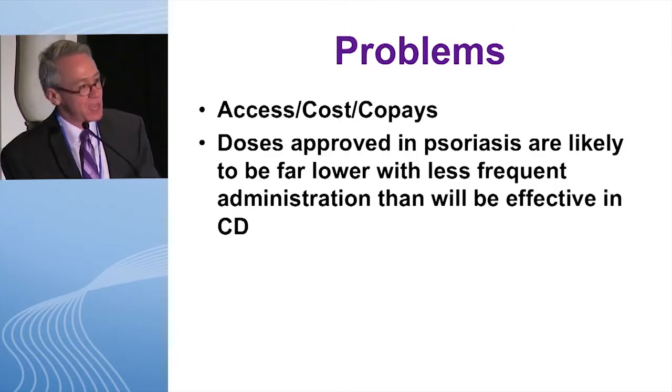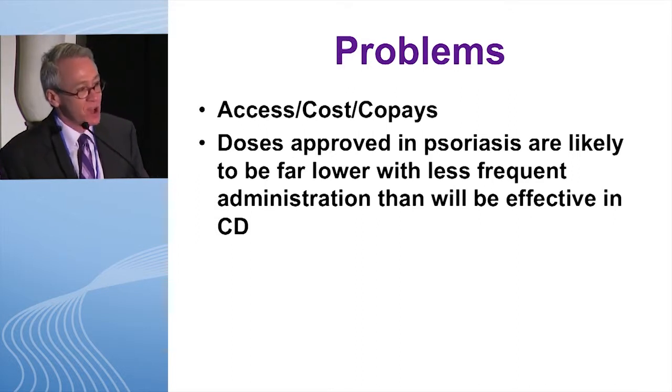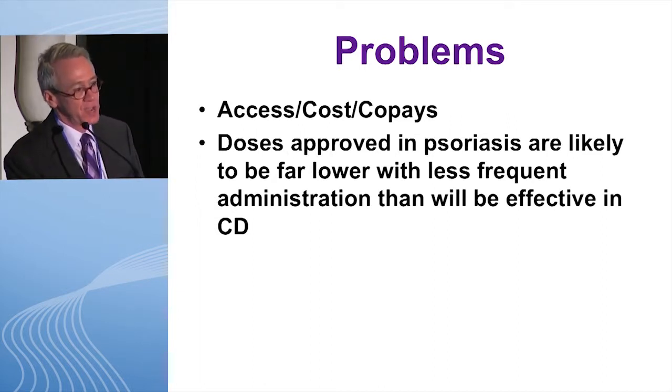But there's problems here. Once again, there's access, there's cost, there's copay, there's getting this approved for our patients for an off-label indication. But I think a more important caveat that I'd like to illustrate here is that the doses of ustekinumab that have been approved in psoriasis, based on the phase 2 data that we've seen, and based on a litany of other biologics that work in both psoriasis and IBD, the doses approved in psoriasis are likely to be far lower and with less frequent administration requirements than will be effective in Crohn's disease.